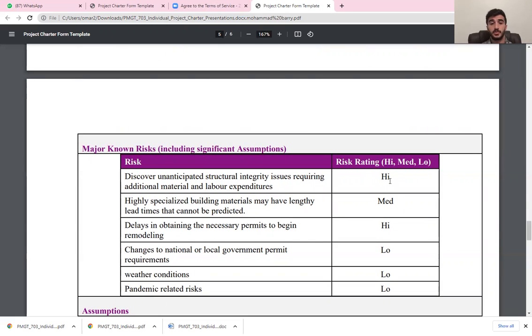But since we are going through a demolition process, maybe you're gonna face some structure that is hard to demolish. So that's a high risk rate and the probability of it is high. Maybe you face some delay, maybe extra cost. So you have to identify it and give a notification about it to the sponsor and to your team. And also here we have the materials may have lengthy lead times that cannot be predicted. Also, the probability of that is medium.